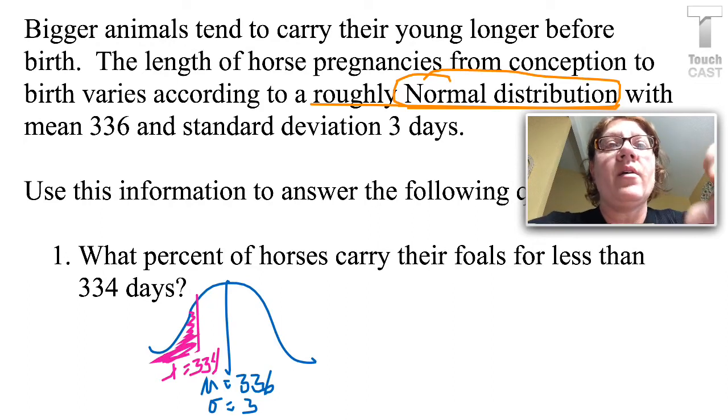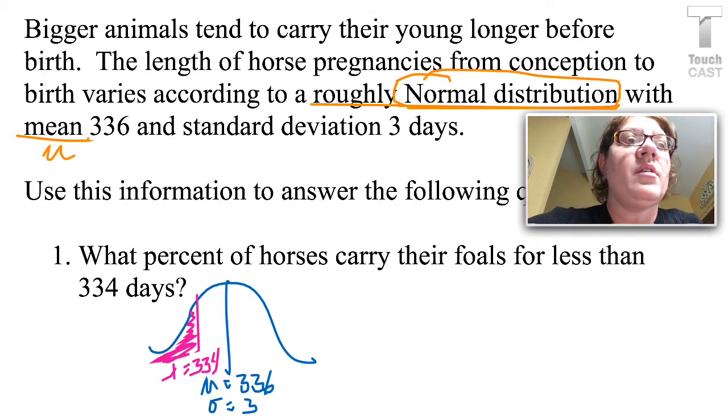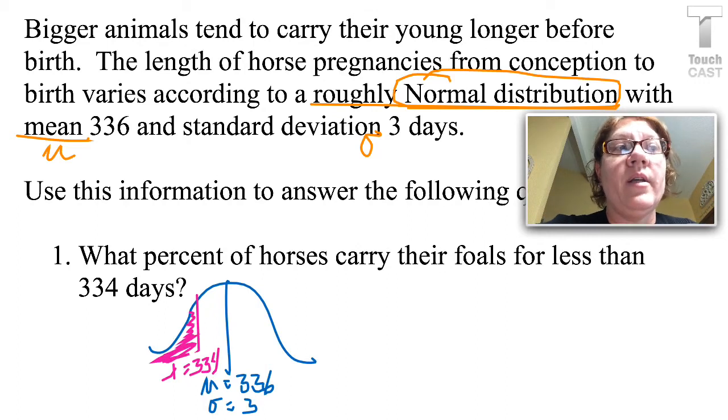So the minute I see that, I go, oh, mean, there's my mu. And standard deviation, there's my sigma. So I'm going to draw my bell. Aren't you so happy about drawing these bells? And I'm going to label those. So you can see down here, I've got the mean and the standard deviation. And then I move on to my question, and of course it's involving 334, so I put 334 in an appropriate position on the bell, and since it's less than, I'm shading to the left.